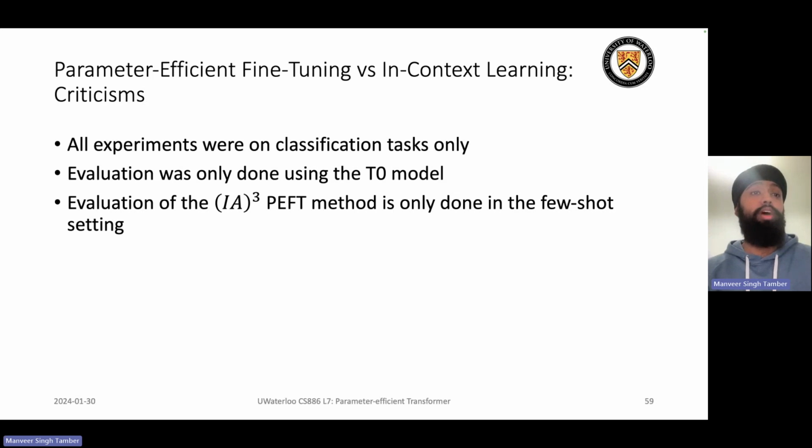Final criticism is that the evaluation of the PEFT method is only done in the few-shot setting, and that is the point of the paper, I recognize that. But I would have liked to see the evaluation of this method in a more high-resource setting where a lot of training data is made available.